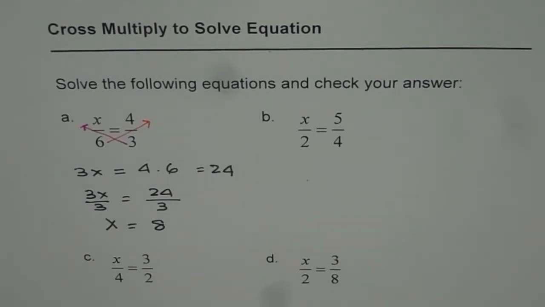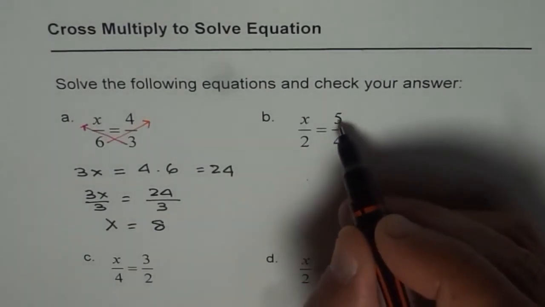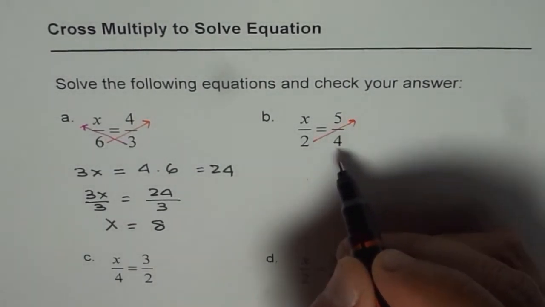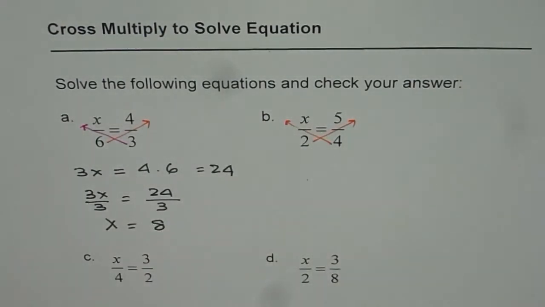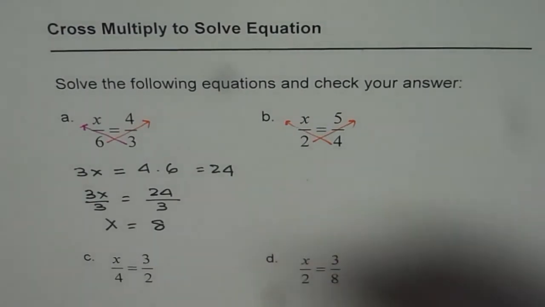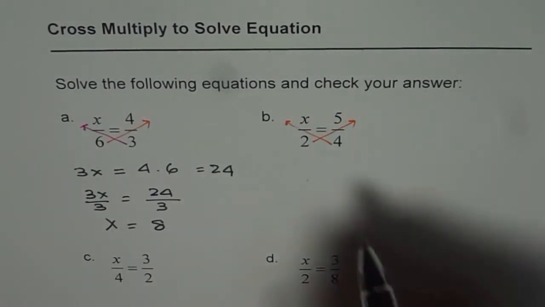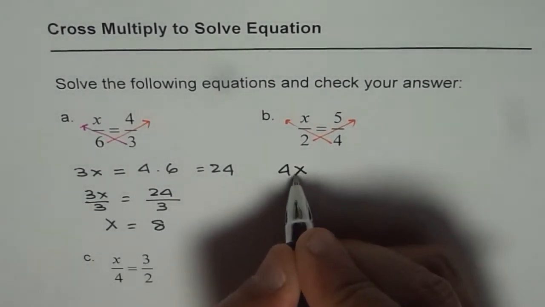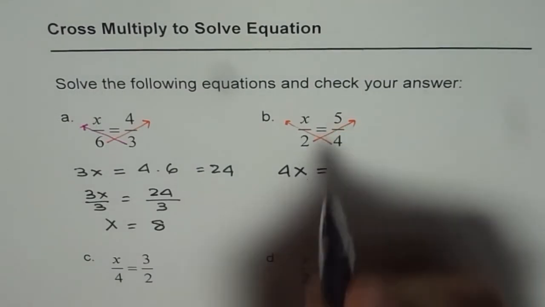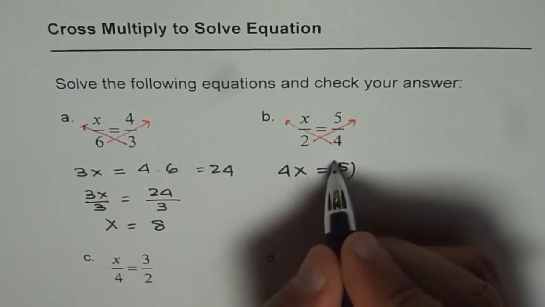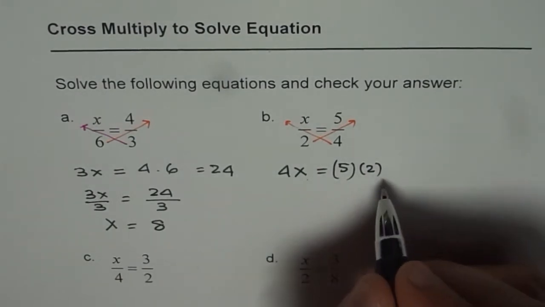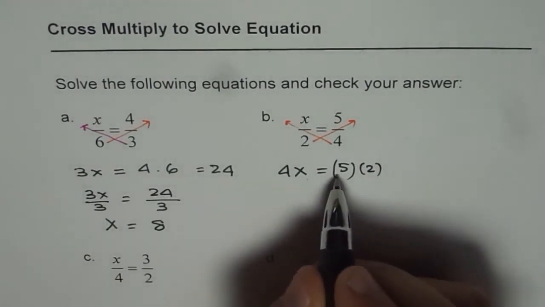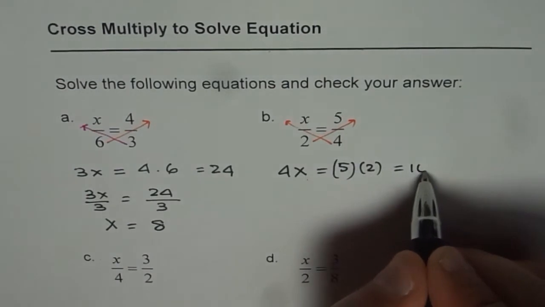So you can use your calculator and check the calculations, right? Now let's adopt this technique of cross multiplication once again. So what will happen is we'll multiply 5 by 2 and x by 4, right? That is what we mean to say. So we get 4 times x equals 5 times 2. Let me write them in brackets this time. So we could write like this also, right? So basically 4 times x equals 5 times 2, or 10.